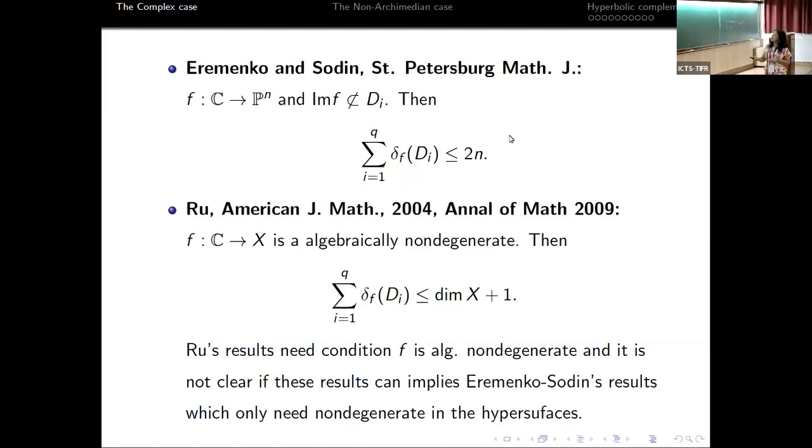But the problem here is he needs f to be algebraically non-degenerate. And in this result, they only need non-degenerate in hypersurfaces. So the condition is a little bit stronger here. And we also don't know if we only use this condition, whether the bound can be this one or not. So it's still an open question for everyone here.